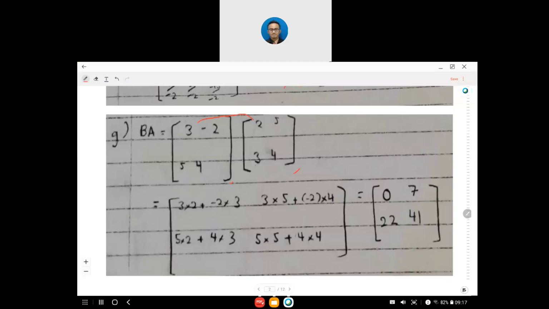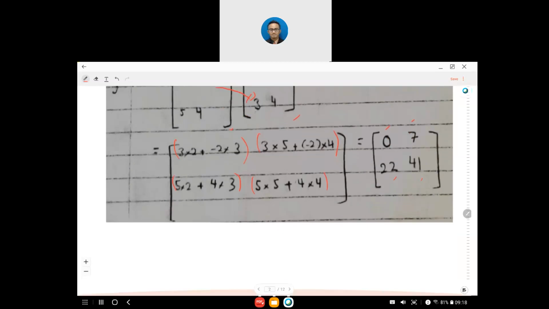You must compute 3 times 2 plus negative 2 times 3. So something like this one. And then for the second element, 3 times 5 plus negative 2 times 4. And then the third element is 5 times 2 plus 4 times 3. And the last one, 5 times 5 plus 4 times 4. So you can get 0, 7, 22, 41. This one is for question G.